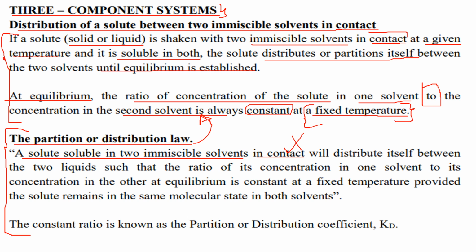It is going to distribute itself between those two solvents that are in contact in the ratio of its concentration in one solvent to its concentration in the other solvent at equilibrium is constant, at always a fixed temperature, provided the salt remains in the same molecular state in both solvents. Now if you look at this law, this is a very long law, and to memorize it, you need to sit down and note down the key points.